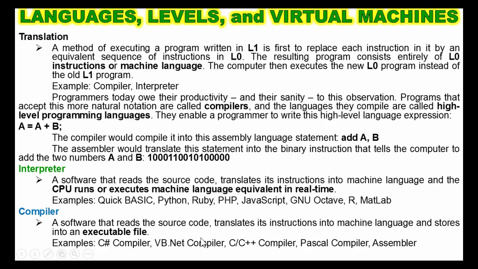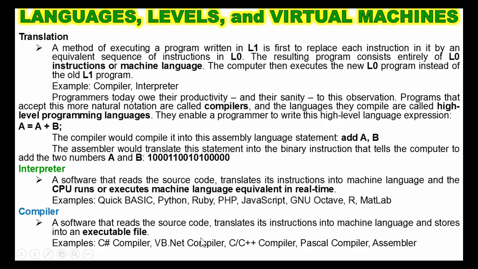An interpreter is software that reads the source code, translates its equivalent instruction into machine language, and the CPU runs or executes the machine language equivalent in real time. Examples of interpreters are QuickBASIC, Python, Ruby, PHP, JavaScript, GNU Octave, the language R, and MATLAB, to name but a few.